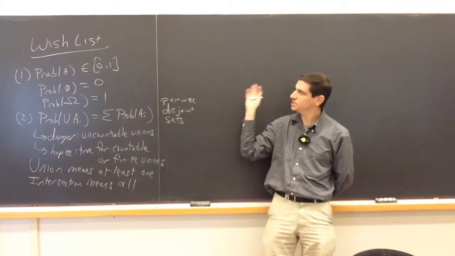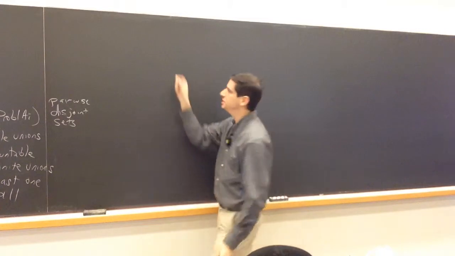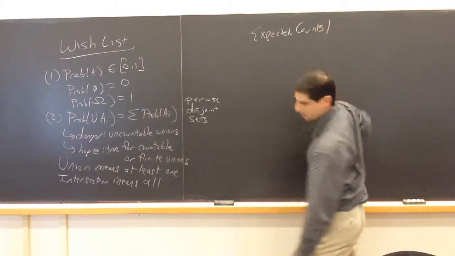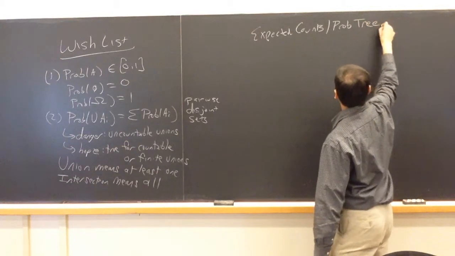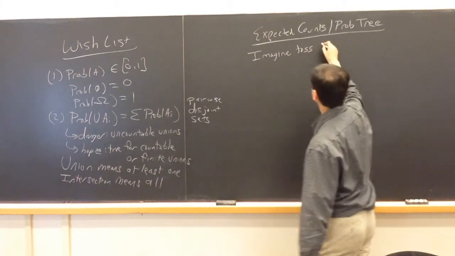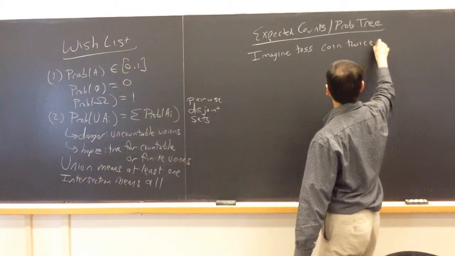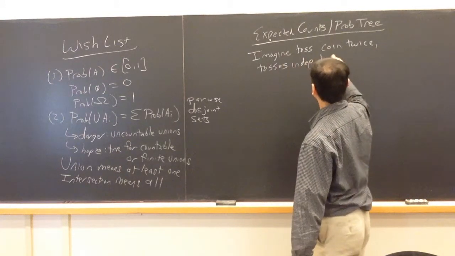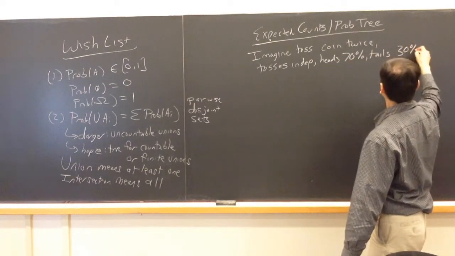Okay, so what I want to do now is an example to get an idea of how we might define and assign probabilities. This is the expected counts, what they call a probability tree. So imagine you toss a coin twice, the tosses are independent, heads 70% of the time, tails 30% of the time.